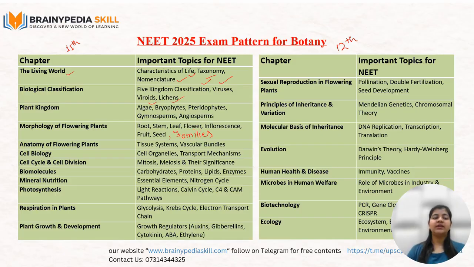Okay. Now the next chapter is anatomy of flowering plants. In anatomy of flowering plants, tissue system and vascular bundles are the most important topics. In cell biology, we talk about the cell organelles and the transport mechanism. These all play a very important role. In the cell organelles, all the organelles are included, whether it is mitochondria, Golgi apparatus, nucleus, etc. Okay, in cell cycle and cell division, mitosis, meiosis, and their significance.